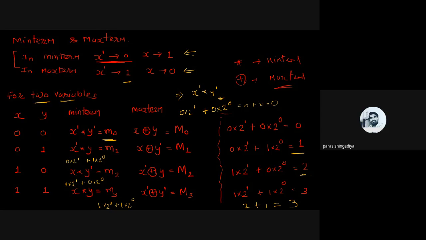Okay, good. You only have to apply one simple process to derive M0, M1, M2, M3 and so on. It depends on which expression is given. The rule is already mentioned in this slide: the dash, meaning complement, means 0, and a normal variable means 1. In min term, and in max term, you have to do the opposite.